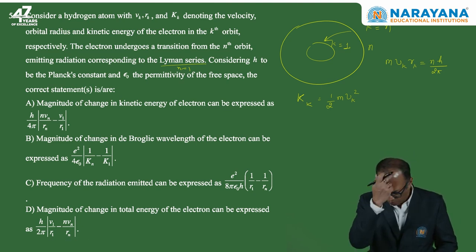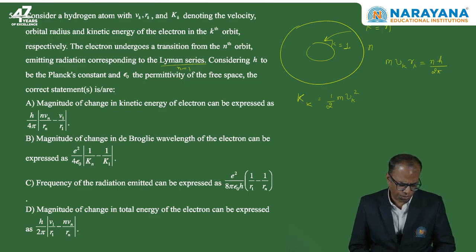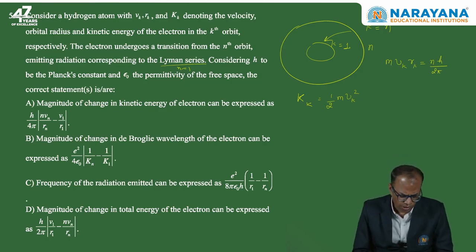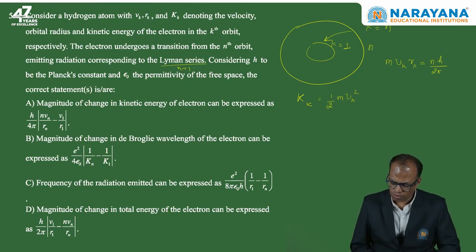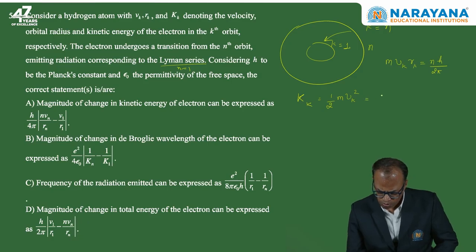Now, kinetic energy is half mvk squared, and if I look at the option, it wants me to express kinetic energy as a function of h, 4 pi, and all those things. So let's try to convert this. I need to retain one v and I have to introduce one r. So I manipulate this. I write this as m into Vk into Vk, and this mvk can be written as nh by 2 pi r. So the kinetic energy formula becomes half times nh by 2 pi times rk times vk.